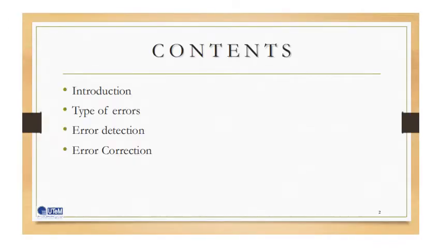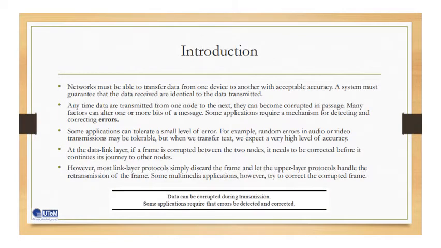In this chapter I'm going to give a brief introduction about error correction and control. Then I'm going to explain about types of errors, how we can detect errors, and what are the mechanisms or techniques for error correction.